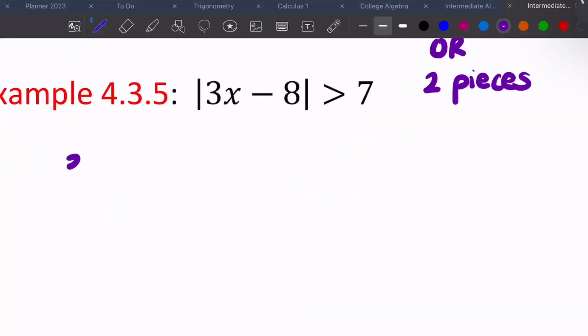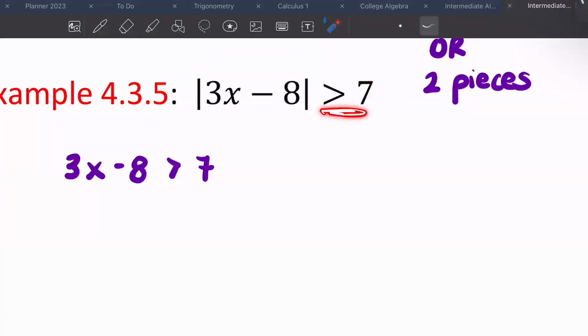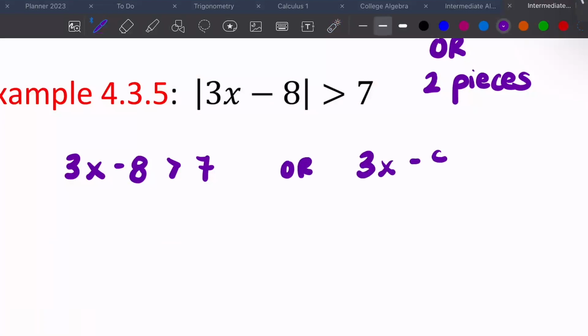So I have 3x minus 8 is greater than 7. Notice all I did was drop the bars. This piece is the same as this piece. Or I have 3x minus 8. 3x minus 8 does not change, remember? Only your number on the other side. So I have greater than, so I need to do less than -7. The only thing that changed was less than and negative.